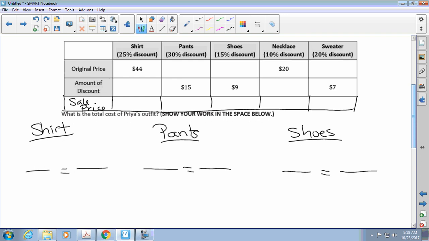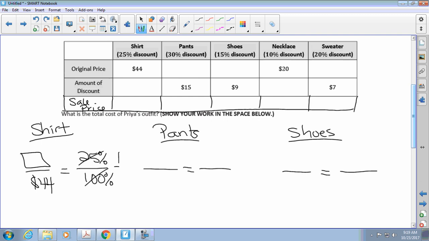So 25%, we set this up on Friday, out of 100%. The original price, where would I put that $44 that we're given, Justin? Top or bottom? Bottom, yeah. So 44 goes down here, and we are missing the discount amount. So what do I need to do with this fraction? Because 25 and 44 are not really compatible. Jasmine? Simplify. Yep.